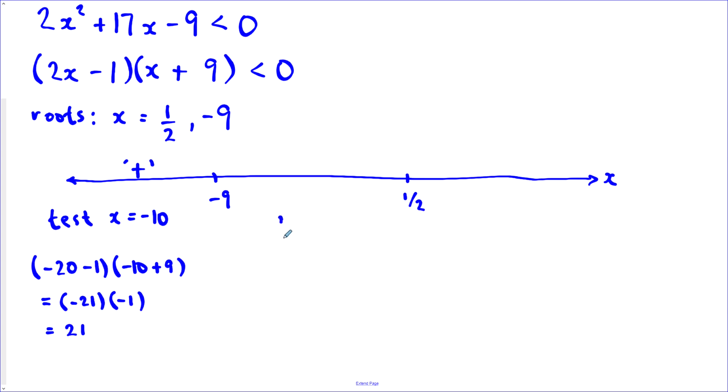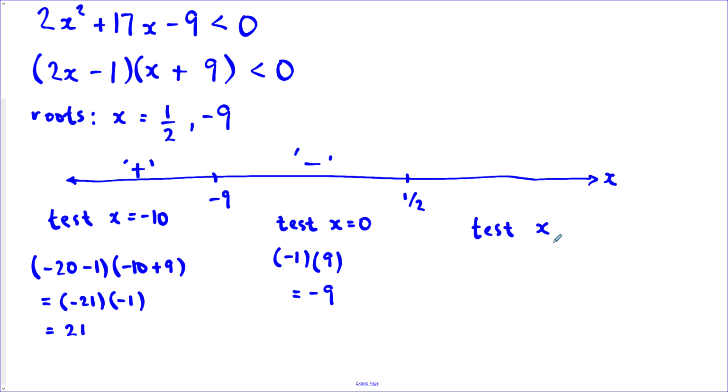Let's do the next one. Test. x is 0. That means plug in 0 here. We're just going to be left with a negative 1, and plug in 0 for that factor, and we're going to be left with 9. That's going to be negative 9. So this interval is negative. Just like the last question, we know this one's going to be positive because that's what parabolas do.